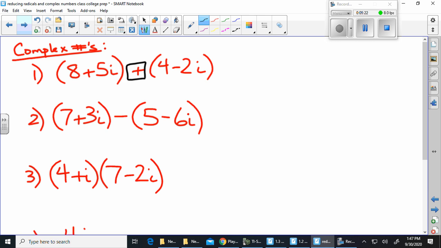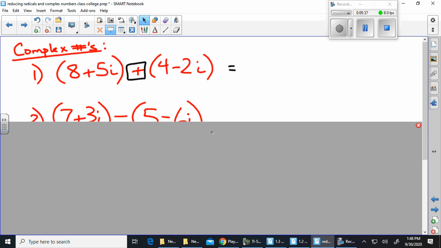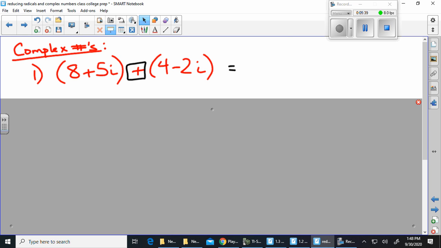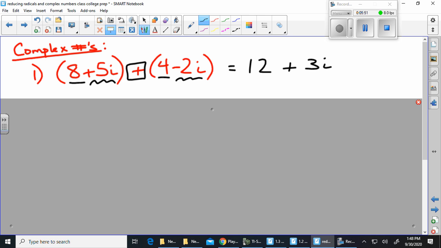If you are adding or subtracting, think of x's, put together like terms. Adding, parentheses mean nothing. So if I'm going to add that, I'm going to do 8 plus 4, 12. A positive 5i plus a negative 2i is a positive 3i.